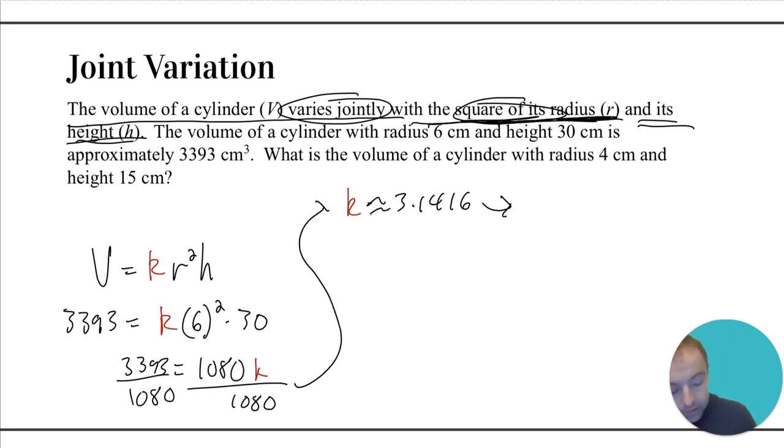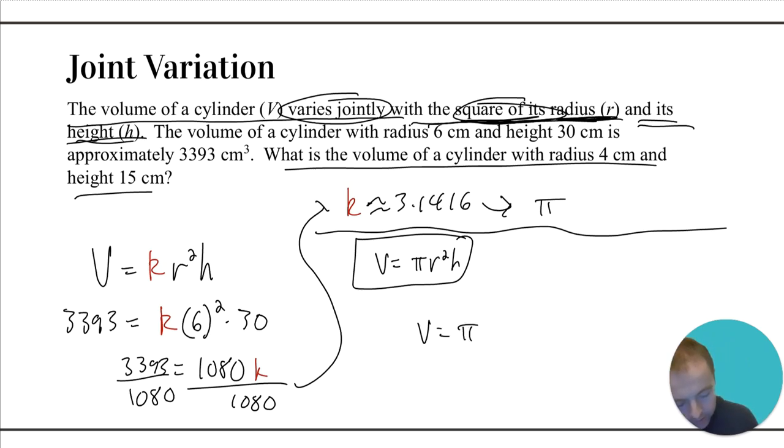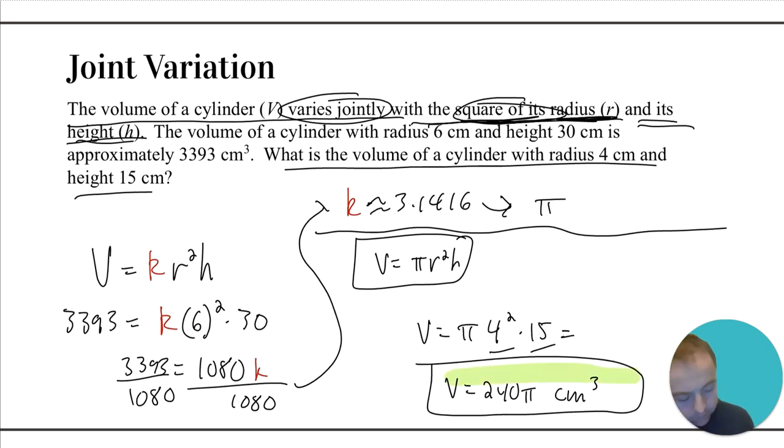Ultimately, what it is supposed to be is pi. So I'm going to change that to pi, and the variation equation we actually have is that the volume is equal to pi times r squared times h, where pi is the constant of variation. That's the true volume for a cylinder. So using that, we can figure out the volume of a cylinder with radius 4 centimeters and height 15 centimeters. Volume equals pi times 4 squared times 15. That's 16 times 15, which is 240. So 240 times pi centimeters cubed would be the volume of that cylinder.